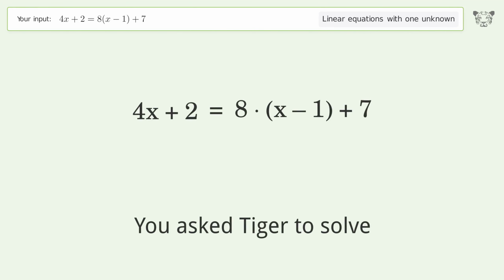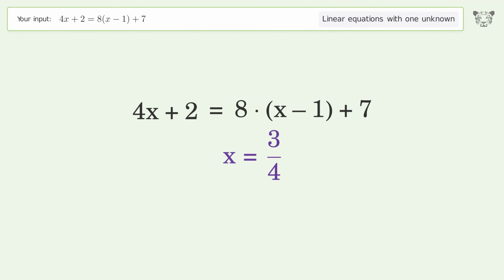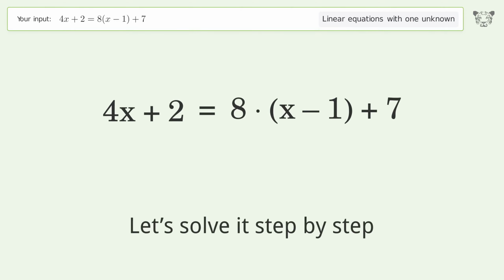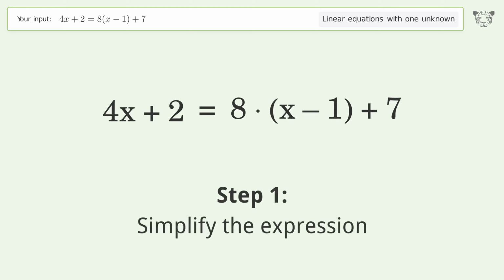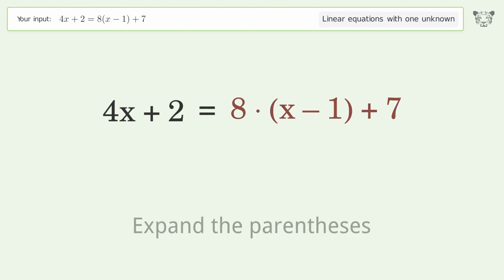You ask Tiger to solve. This deals with linear equations with one unknown. The final result is x equals 3/4. Let's solve it step by step. Simplify the expression. Expand the parentheses.